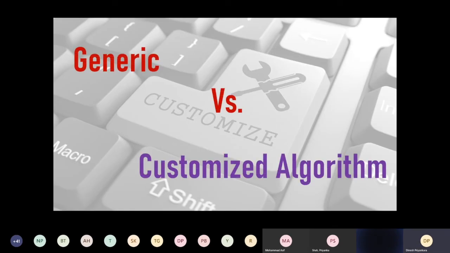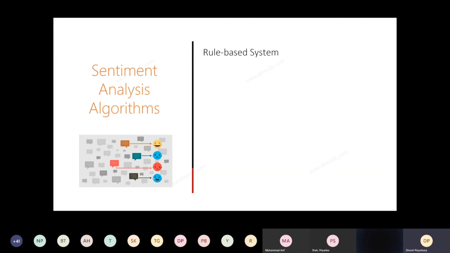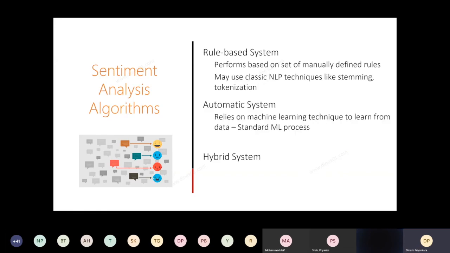So how do you do all of these things? I believe that I have 10 more minutes, so it's time for doing the demo, but let me tell you what sort of ways there are of implementing a software solution for sentiment analysis. We basically have two types of ways. One is a rule-based system, the other one is an automatic system.